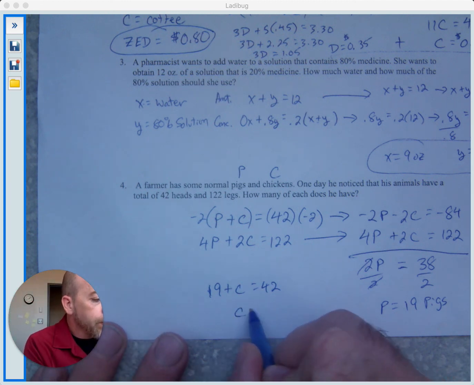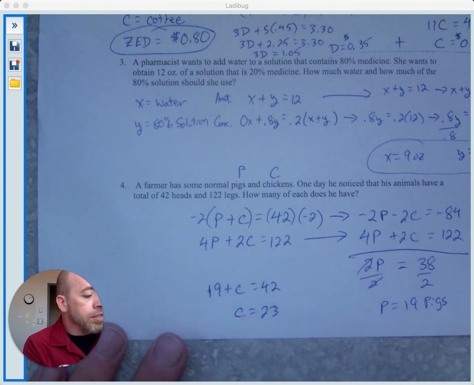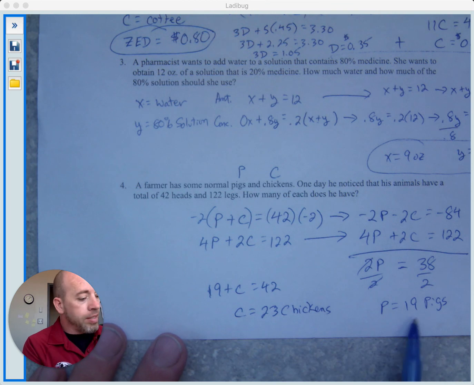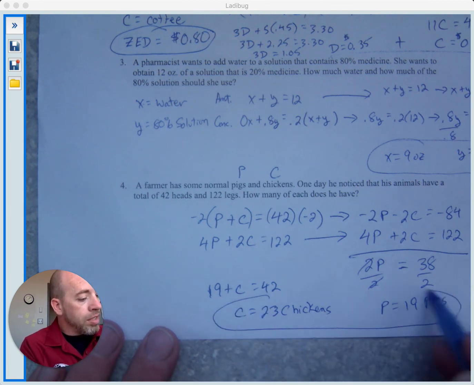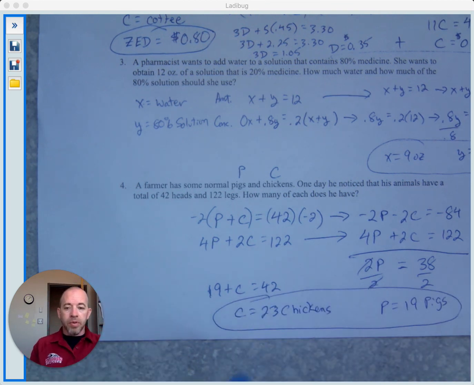So 23 chickens and 19 pigs. And we have used elimination and a system of equations to solve this problem.